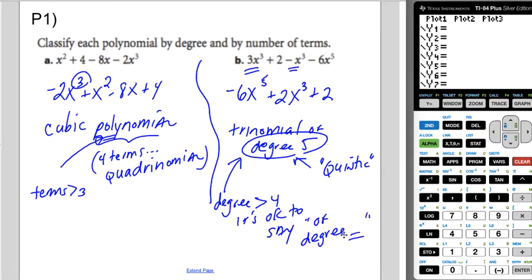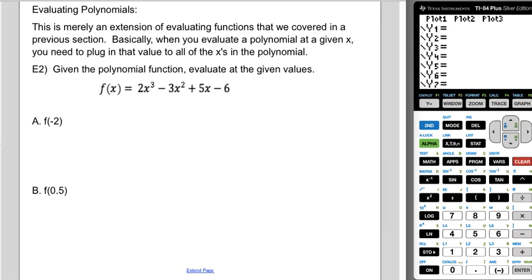I mean, it's never wrong to say of degree blank anyway, like of degree 2, of degree 3. It's just much more common for us to use the words, for instance, cubic and quartic and quadratic. All right, so moving on.